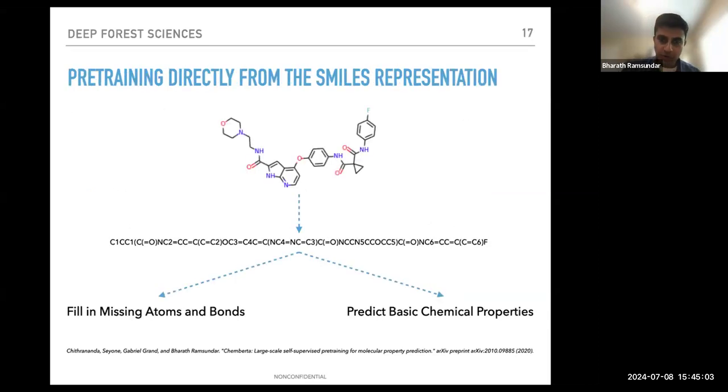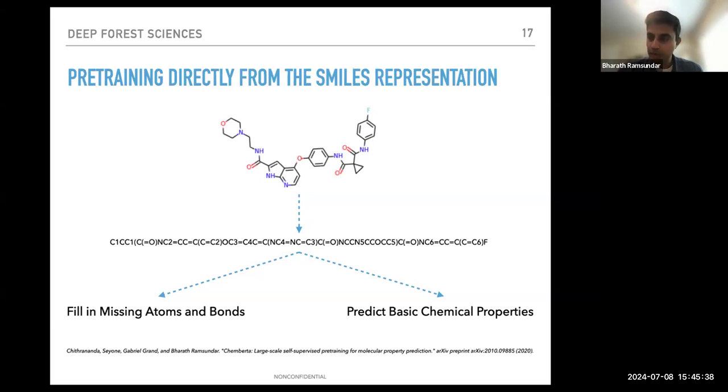All right. So starting with approach one, the basic idea is you take a molecule, you convert it into a SMILES string, and then from the SMILES string you can predict basic chemical properties. These are things you can compute using standard chemoinformatic toolkits, like atomic weight, number of carbons, number of polar bonds, et cetera. Or you can pluck out certain missing atoms or bonds from the molecule and then train the model to do an infill.